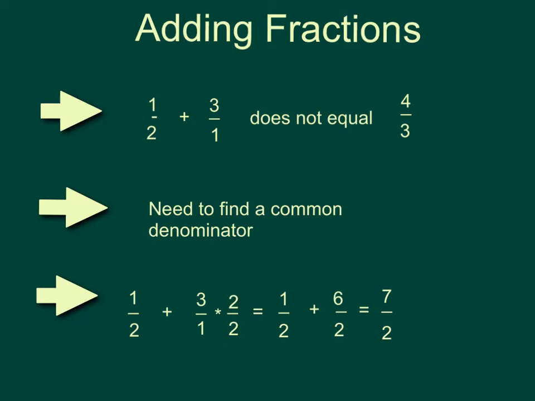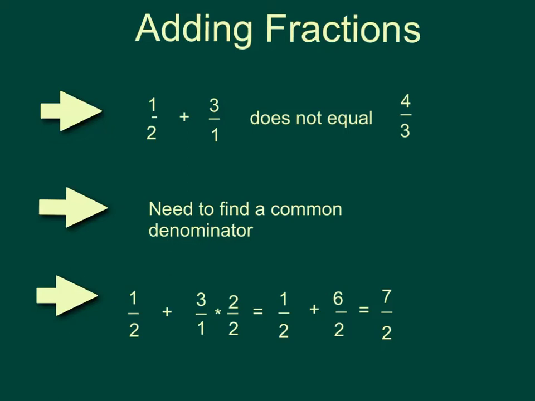Today we are going to investigate adding fractions. So as you can see, the first arrow indicates what not to do. If we were to take the fraction 1/2 and add it to 3 over 1, we would not be able to simply add the numerators and the denominators to get 4 over 3.